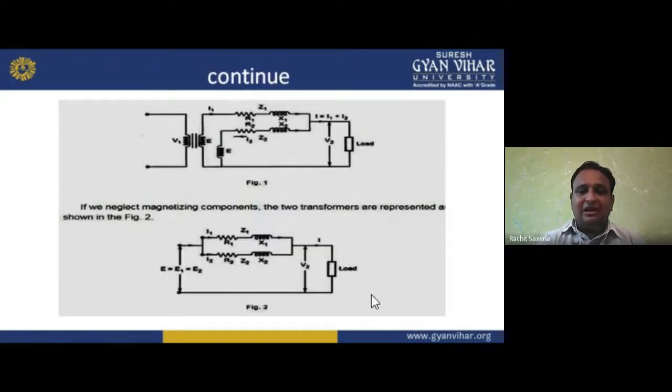Now continuing, we can make it like this. See here. Figure A shows you V1, E1, I1, Z1, R1, X1. So I is equal to I1 plus I2 in parallel, V2. If we neglect the magnetizing component, the two transformers are represented as shown in the figure. If I neglect the magnetizing component, we can easily make the parallel here. Now I am making a parallel: R1, X1, R2, X2, meaning Z1 parallel to Z2, just like a parallel operation. But what will take place when they have equal voltage ratio? With unequal voltage ratio we have the circulating current. But if the voltage ratios are the same, then no circulating current will flow.